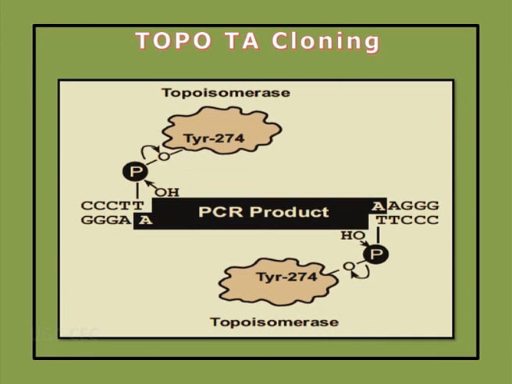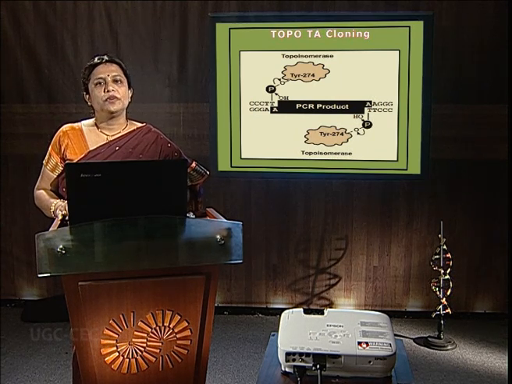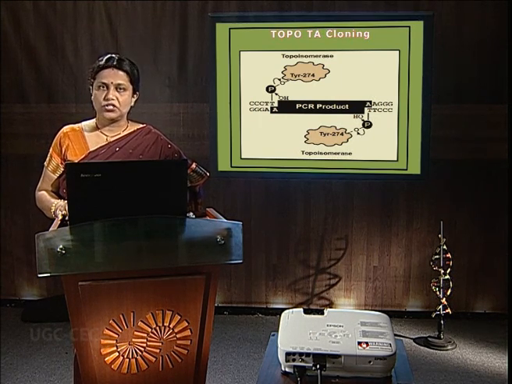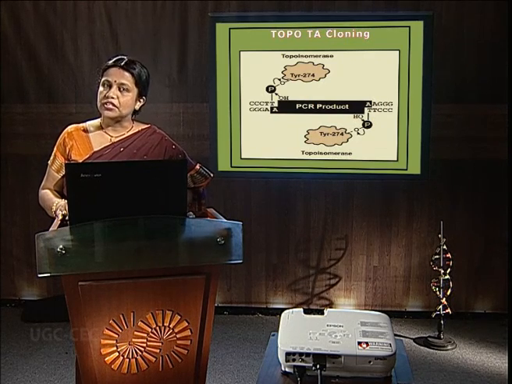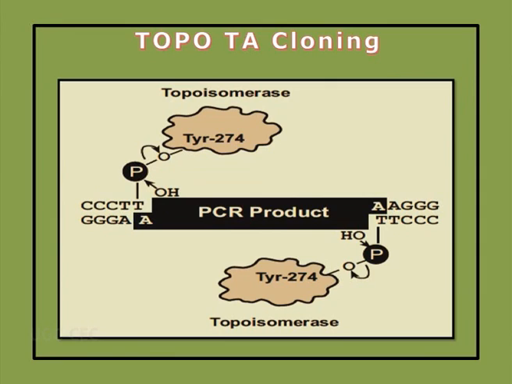This topo cloning is most suitable for cloning of Taq DNA polymerase amplified PCR product into a cloning vector, because Taq DNA polymerase introduces an adenine residue at the 3' end of the DNA in a template independent fashion. So the vector should have an extra T to manage the introduction of that PCR product.